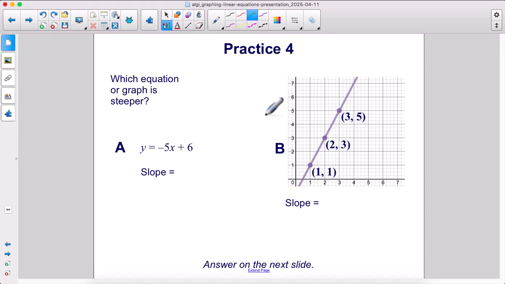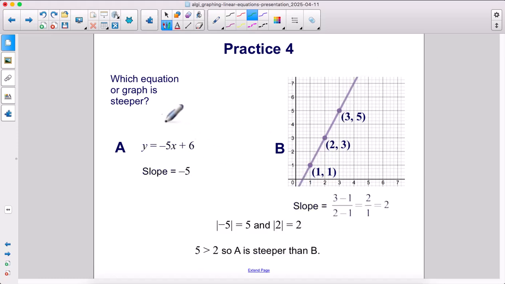Which equation or graph is steeper? y equals negative 5x plus 6, or this line here? The slope of this equation is negative 5. The slope here, well, let's do rise over run. We go 1, 2 up, 1 over. So therefore the slope is 2. Okay, so this is a positive slope while this is a negative slope, which means that the slope of B is bigger. However, for steepness, we're going to take the absolute value of the slopes. So A is steeper than B.